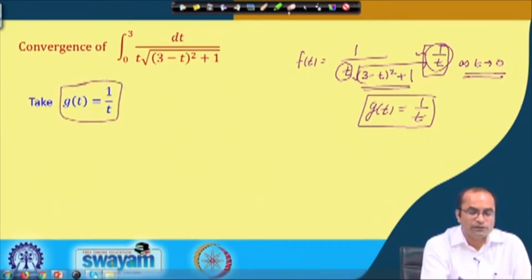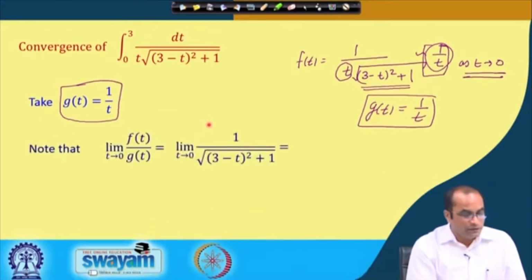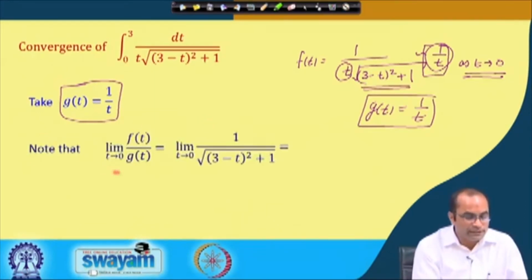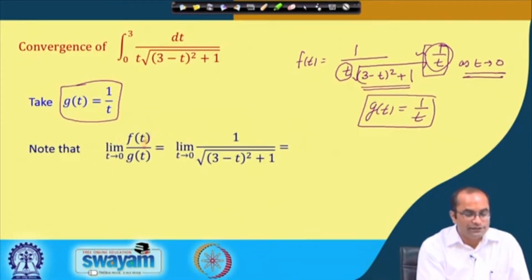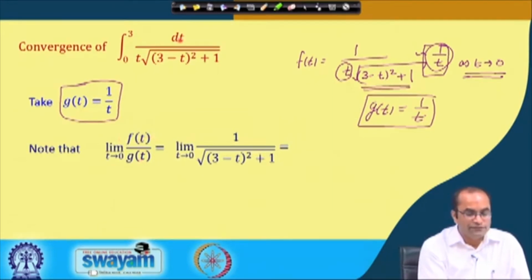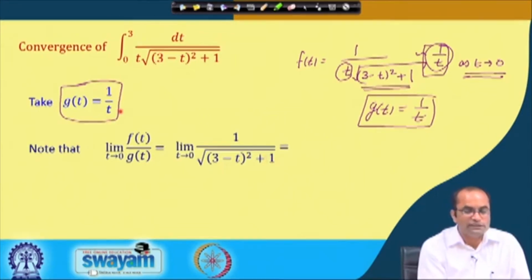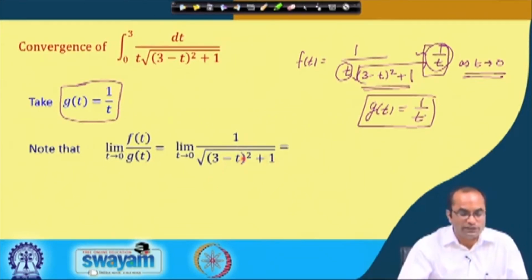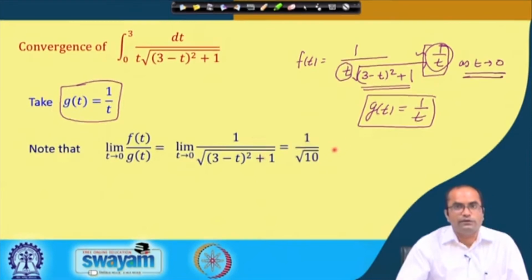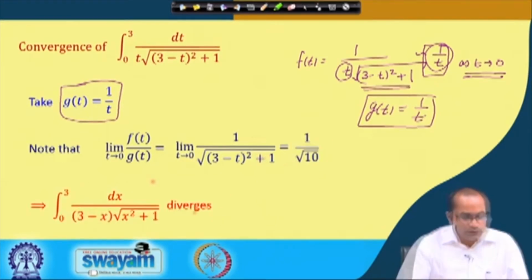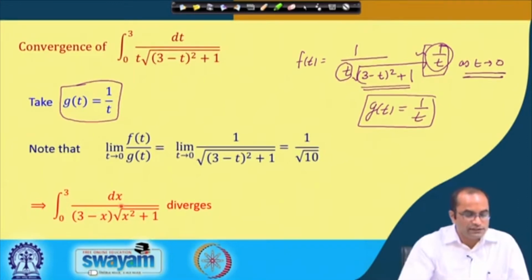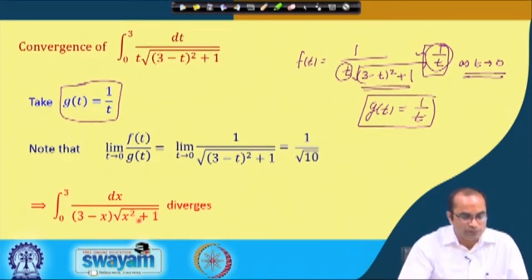By taking this, we can now compute the limit as t approaches 0 of f(t) over g(t). Here f(t) is 1 over t times the square root of (3 minus t)² plus 1, and g(t) is again 1 over t. So, the t cancels, and when t approaches 0 we get 1 over the square root of 10. So, in that case the integral from 0 to 3 of dx over (3 minus x) times the square root of x² plus 1 diverges.